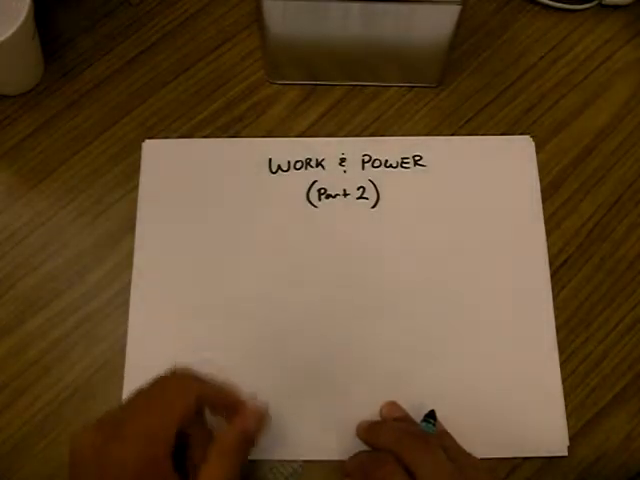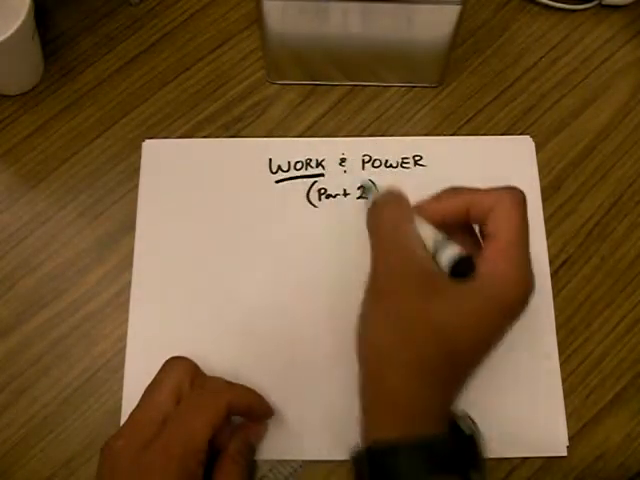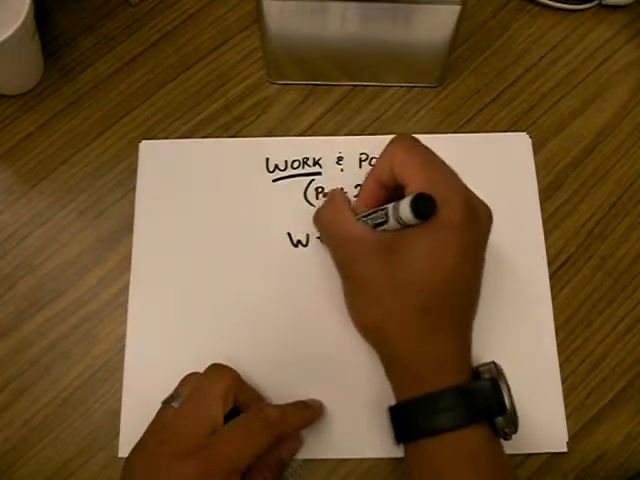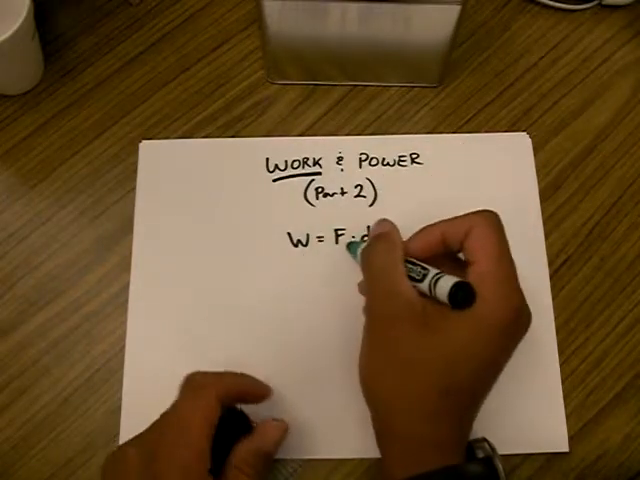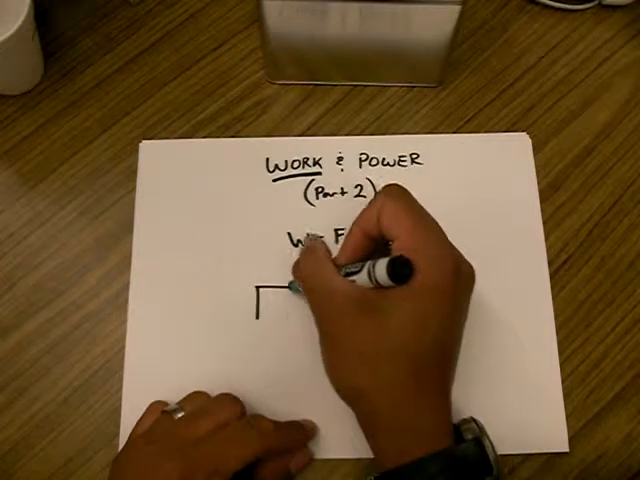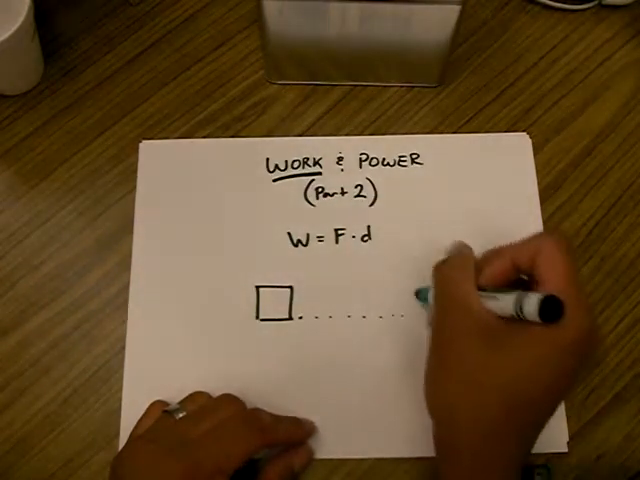Okay, so last time we talked about work. We talked about a very simple formula, which is basically W equals F times D, work equaling the force times the distance. And I gave you an example where a box was being slid across the ground.